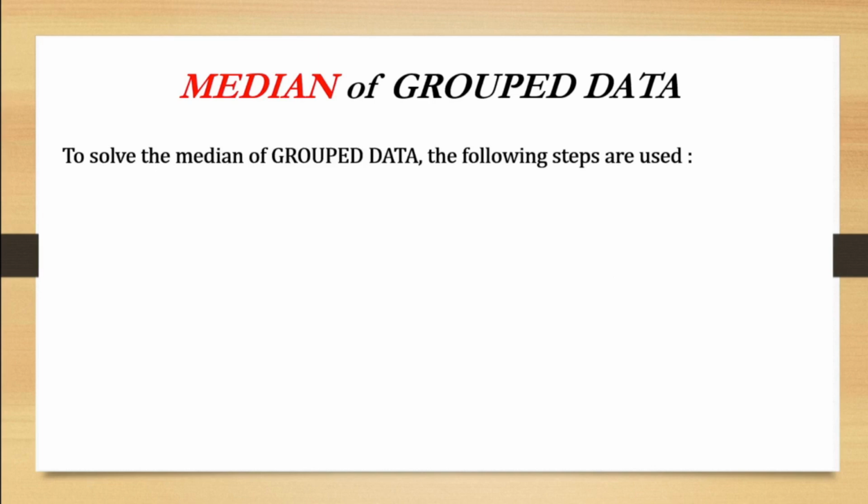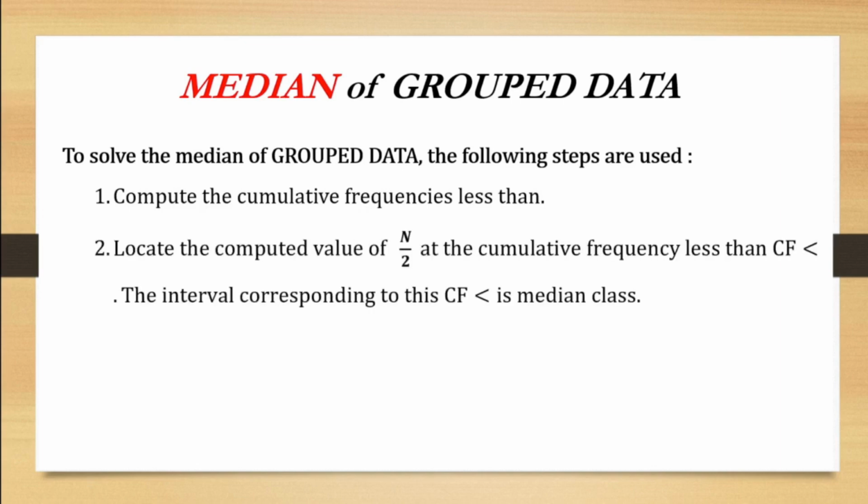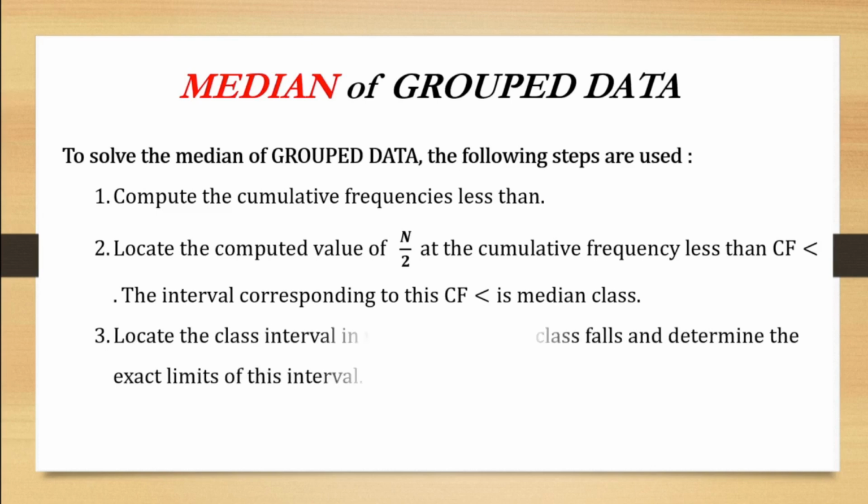To solve the median of the group data, the following steps are used. First, compute the cumulative frequency less than. Second, locate the computed value of N over 2 at the cumulative frequency less than, or the CF less than. The interval corresponding to this CF less than is the median class. Third step, locate the class interval in which the median class falls and determine the exact limits of this interval.